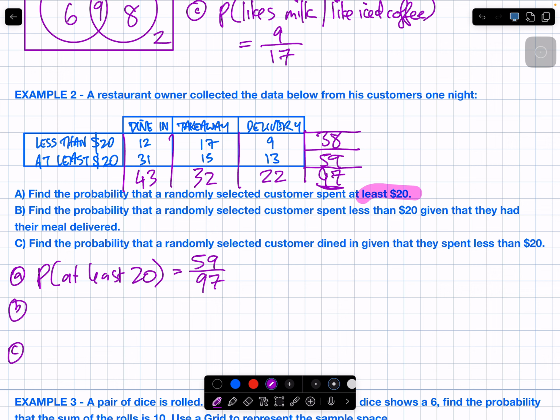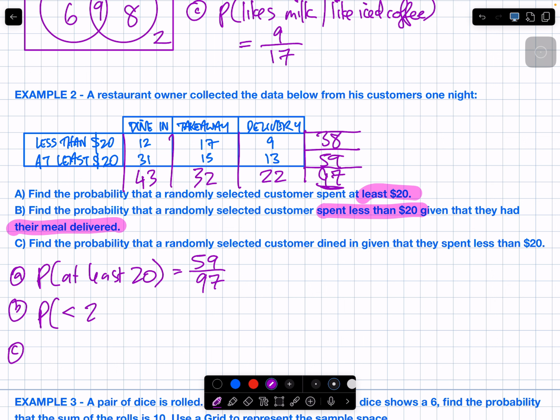I'll leave it at that. Done. But now B, find the probability a random person spent less than 20 given they had their meal delivered. We have a condition now. So I need to look at the delivered people. Probability less than 20 given delivered.